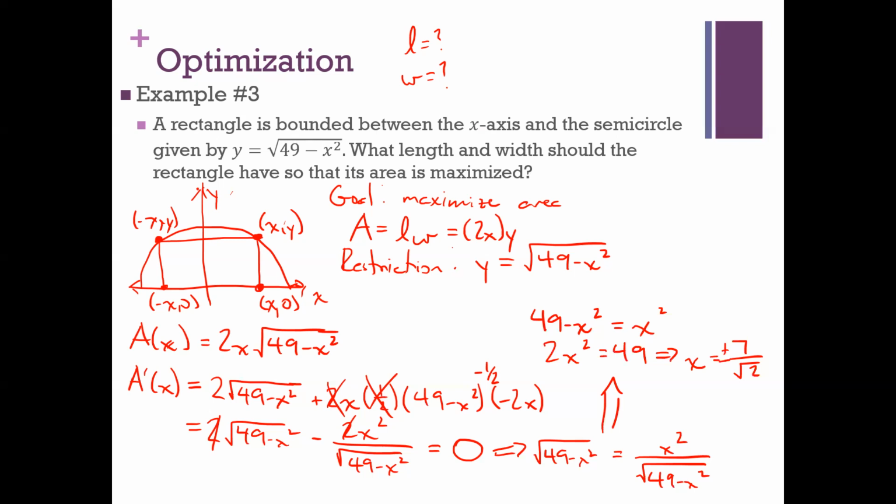Okay, so what question did we actually get asked though? We got asked for the length and width, right? Have we found either one of those things yet? We found the x value, so you just plug that in, find the length. What is the length if the x value is 7 over radical 2? 14 over radical 2. The length is double that. So the length is equal to 14 over radical 2. What is the width?